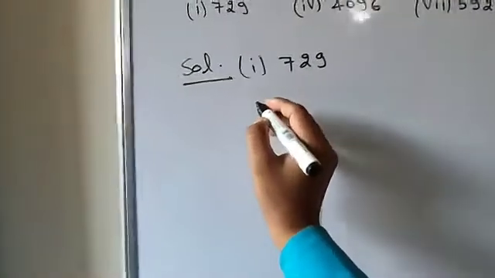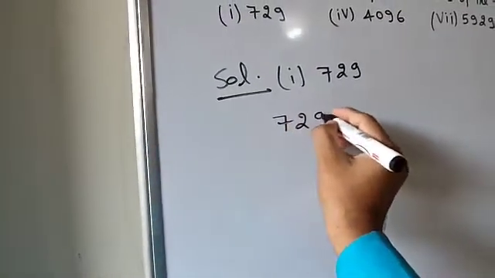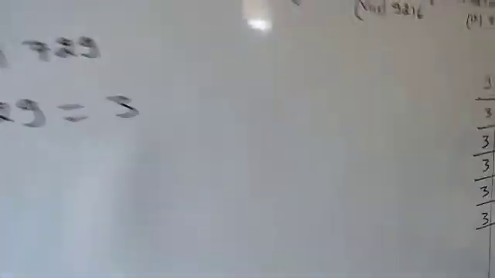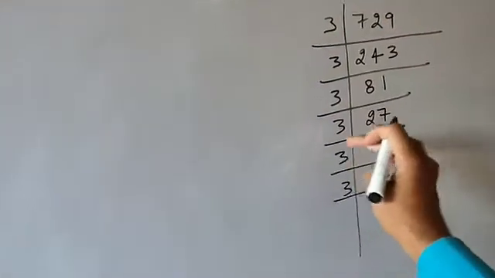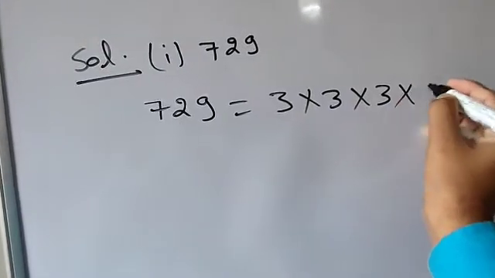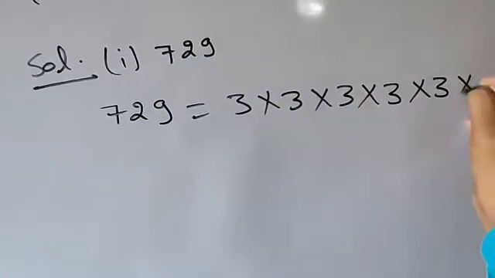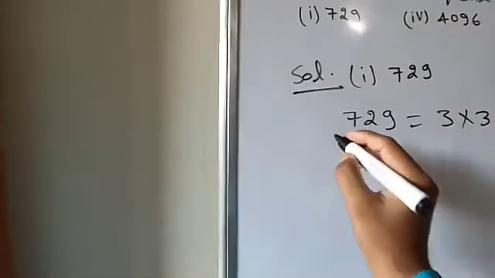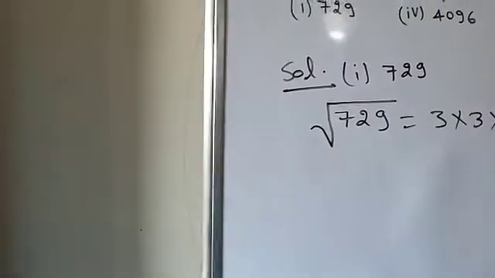So here you will write 729 is equal to how many 3s are there? 1, 2, 3, 4, 5, 6. I have explained what the symbol of the square root is. It is the symbol of the square root.